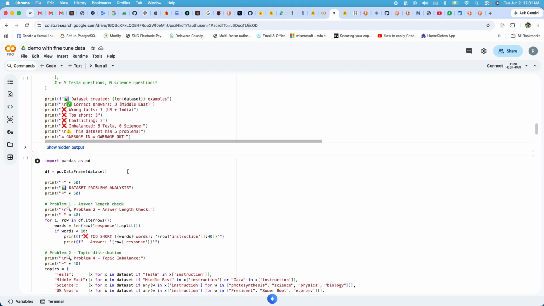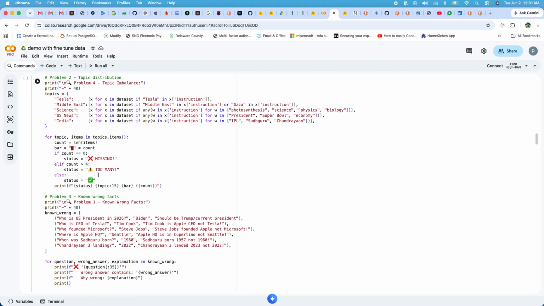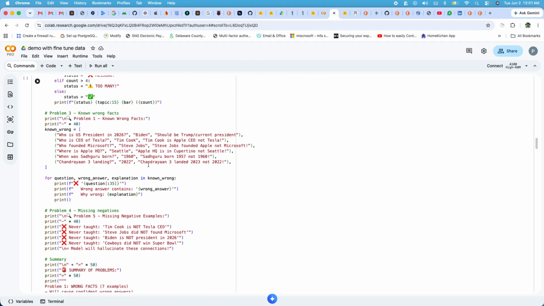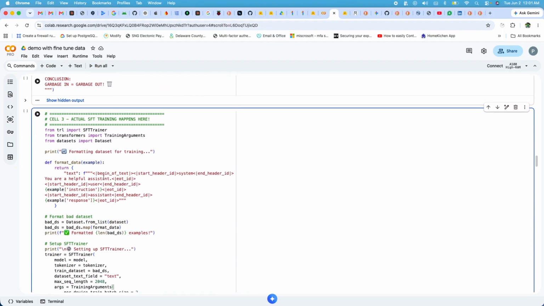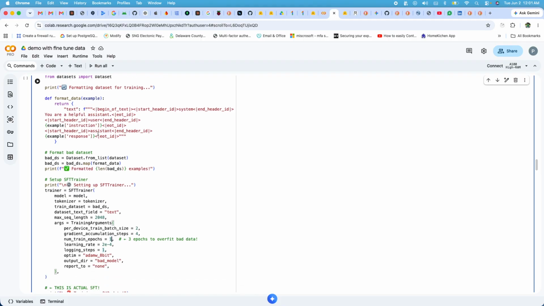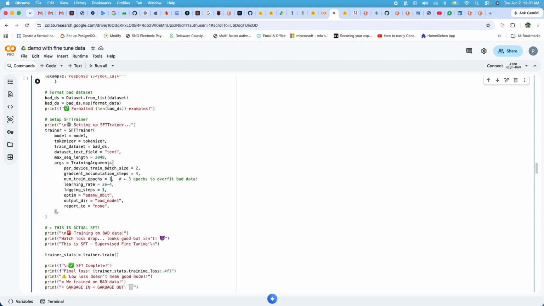The next step, we are using pandas to validate all those categories. As you can see, missing, too short, too many, and all those categories we are running. And the next step, in cell 3, we are running the supervised fine tuning trainer, the SFT trainer. And the most important thing, if you see here, is the number of train epochs.